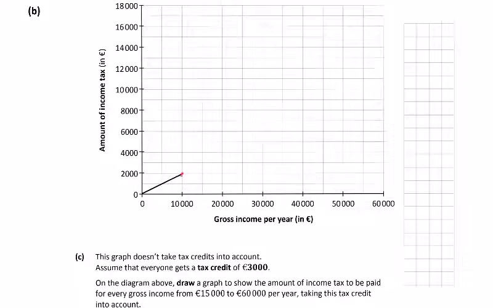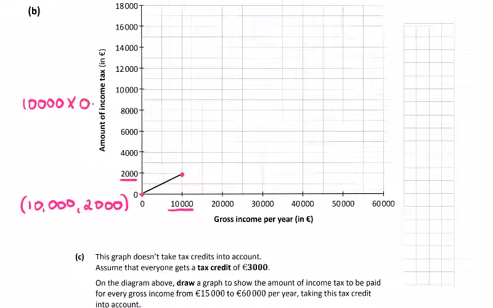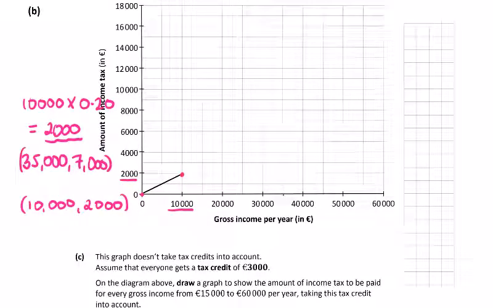So we're given the start of a linear graph. We're given the point 10,000, 2,000. Just write that down. 10,000, 2,000. Where does that come from? 10,000 by the 0.20 is your 2,000. So up to 35,000 we know is the cutoff. So 35,000, the point will be 35,000, 7,000. We've already worked that out above.